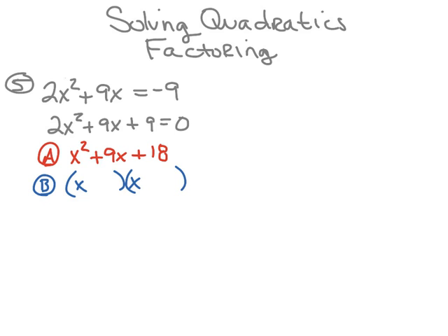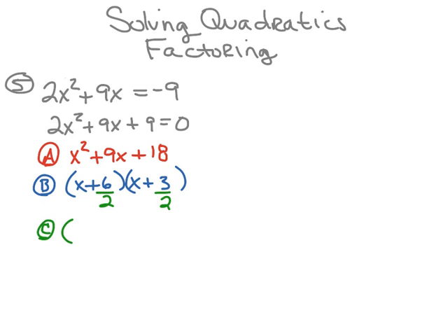X times x is going to give me the x squared. What I need are factors of 18 that are also going to add up to a 9. In that case, that's going to be a 6 and a 3. 6 times 3 is 18. 6 plus 3 is 9. Next thing I'm going to do is take this 6 and 3 and divide it by the leading coefficient. And that leading coefficient is a 2.